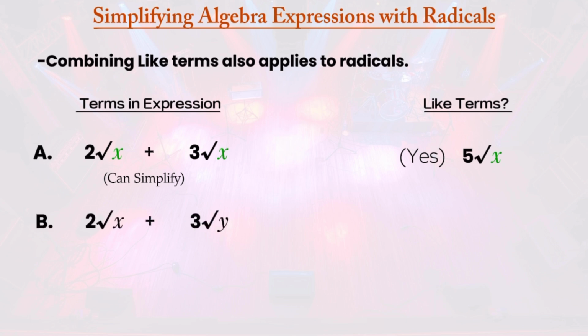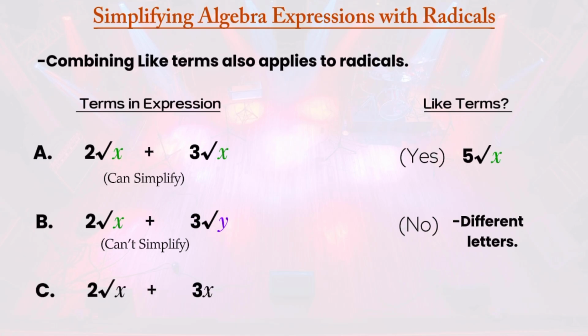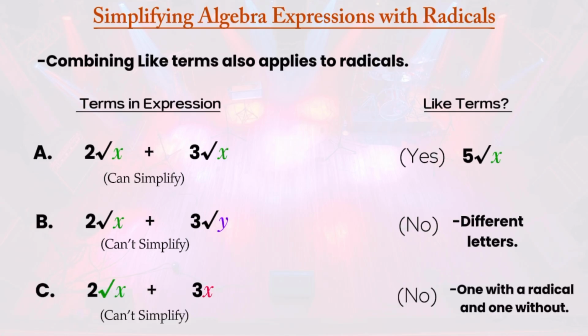Let's say we had 2 times the square root of x plus 3 times the square root of y. Since both variables are different letters, they are not like terms. Now what about 2 times the square root of x plus 3x? Yes, both the variables are the same letter. But the square root of x and x are not like terms. Therefore, a like term with radicals equals the same letter variable and the same radical symbol being added or subtracted.